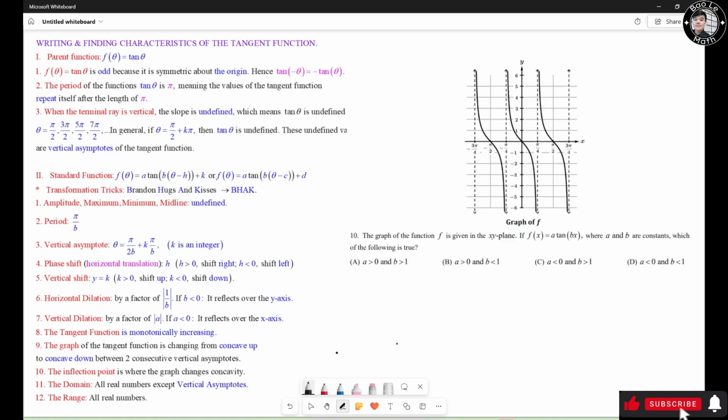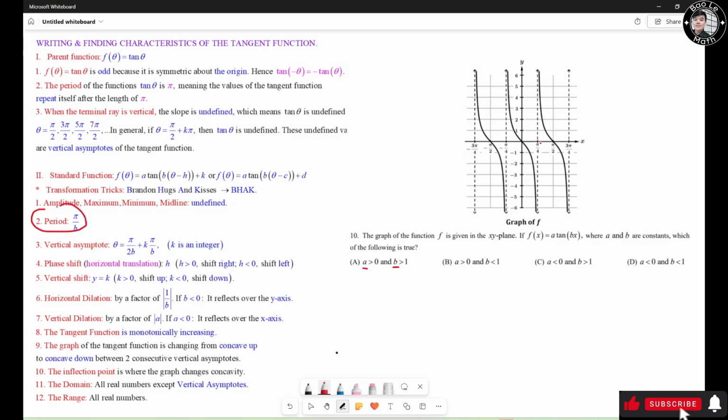Now let's take a look at the next example. The graph of the function f is given in the xy plane. If the function f of s equals a times tangent of b of s, where a and b are constants, which of the following is true? So now we need to solve for a and b. In order to solve for b, we need to find the period.